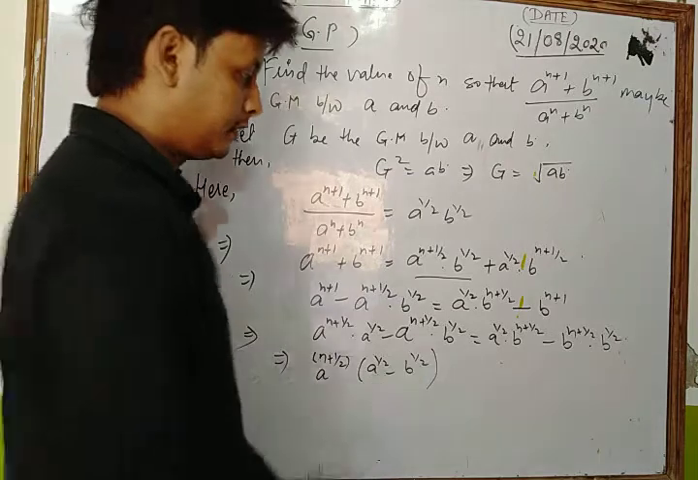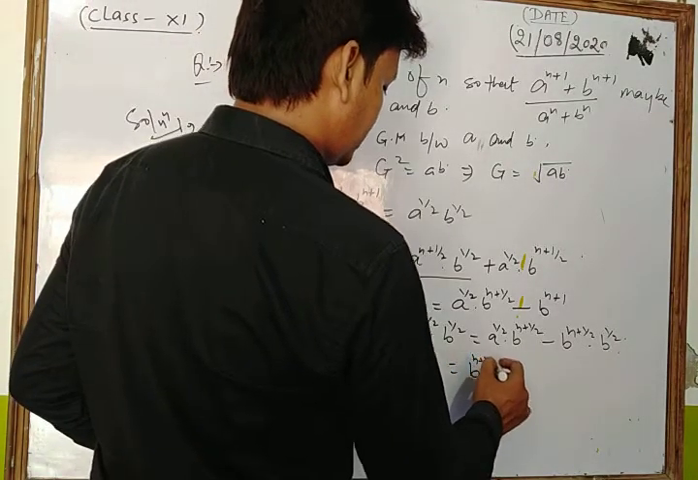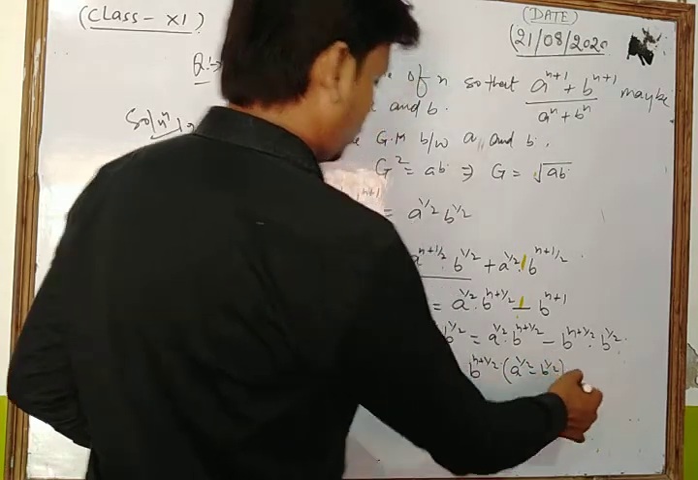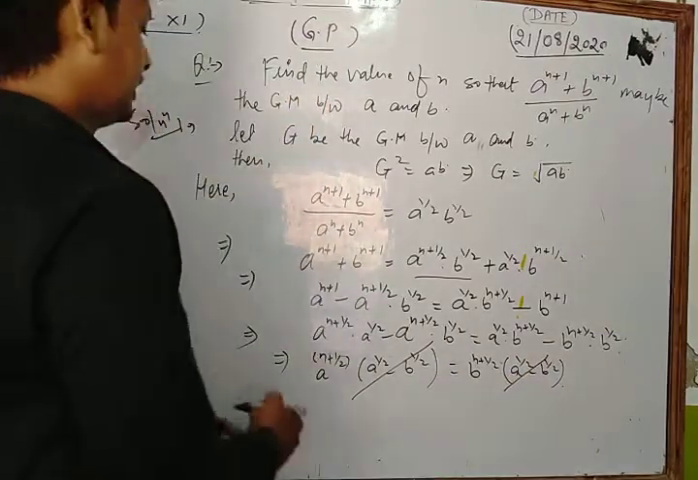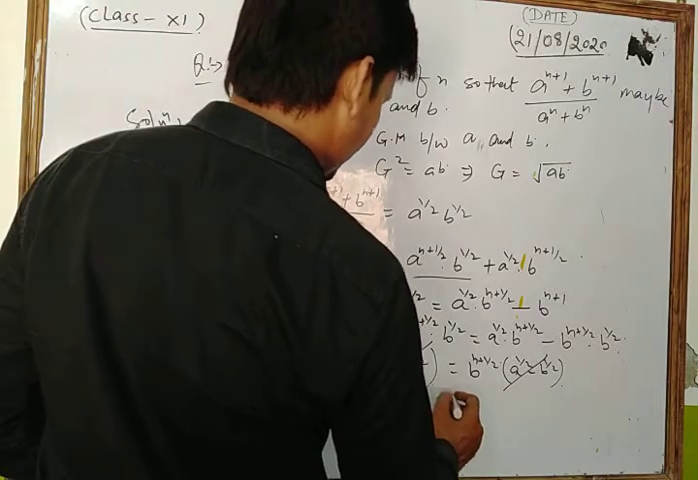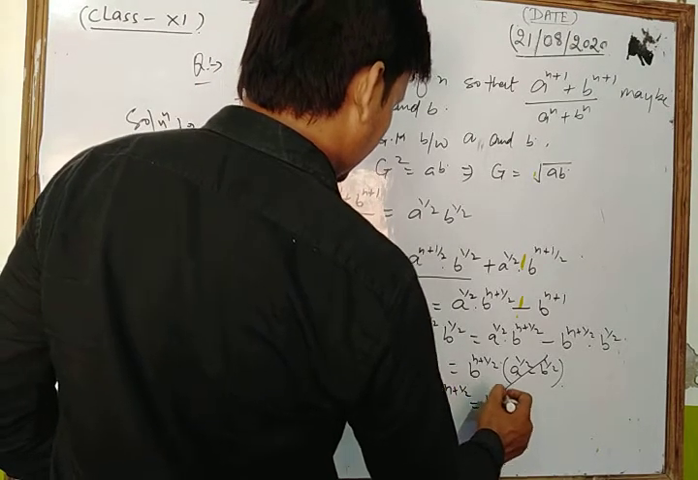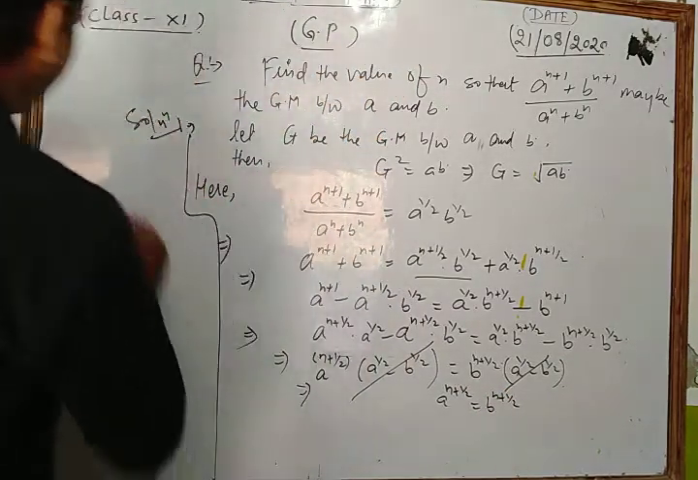Okay, same as here we take B to the power (n+1)/2 as common, so we have A to the power 1/2 minus B to the power 1/2. Now this and this part cancel each other, so we have the value A to the power (n+1)/2 is equal to B to the power (n+1)/2. Now let's see that side.